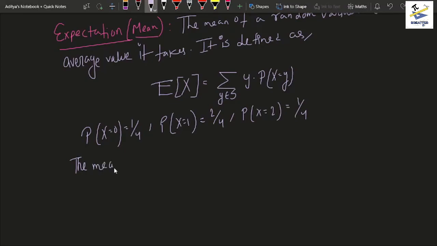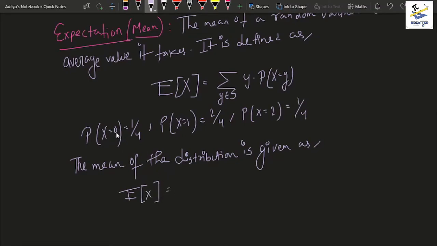The mean of the distribution is given as E of x equals, as I said, you need to take each of the probabilities and multiply it with the value the random variable takes. So 0 multiplied by 1 by 4, 1 multiplied by 2 by 4, 2 multiplied by 1 by 4. It gives you 0 plus 1 by 2 plus 1 by 2, which is basically 1. So the average value of the distribution is 1.